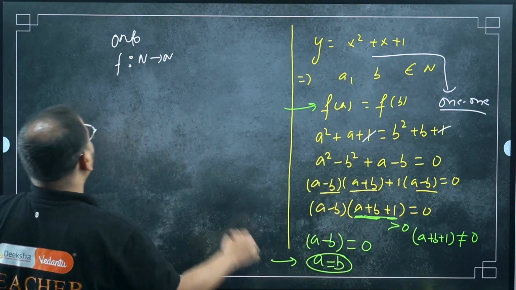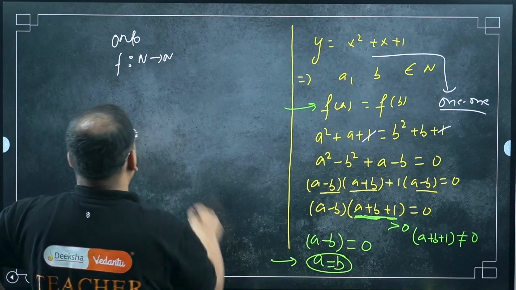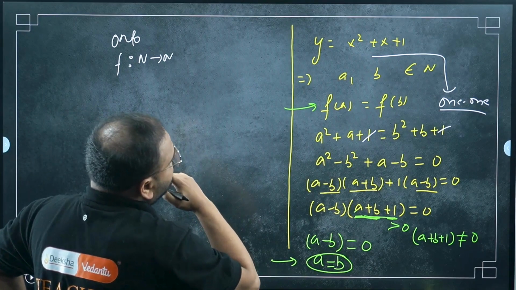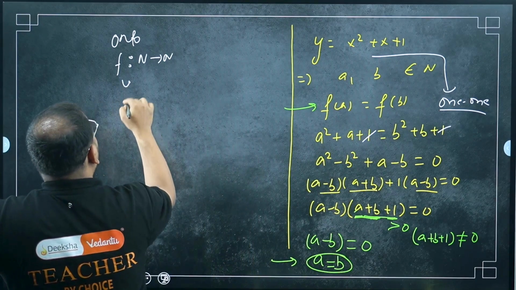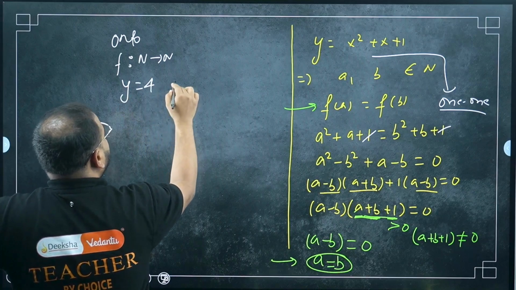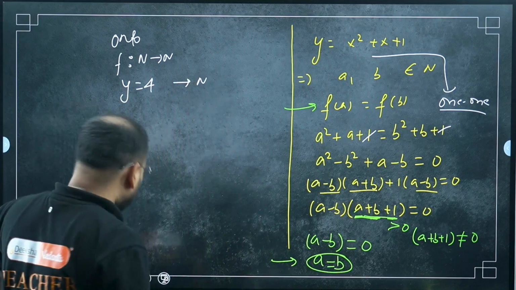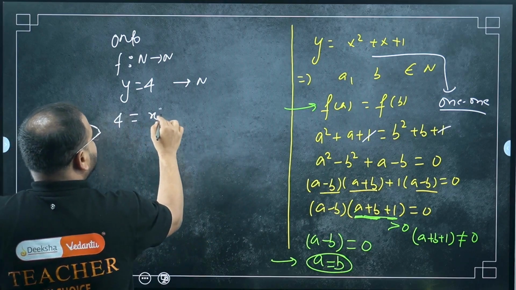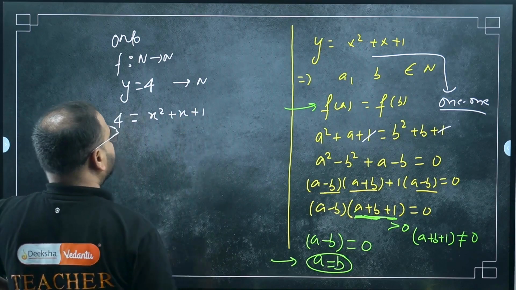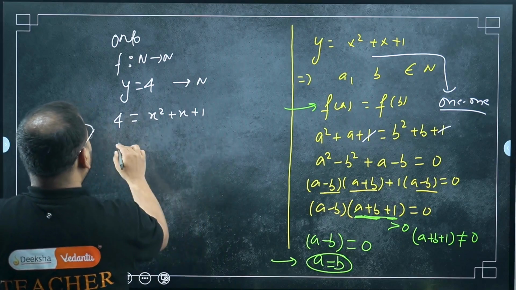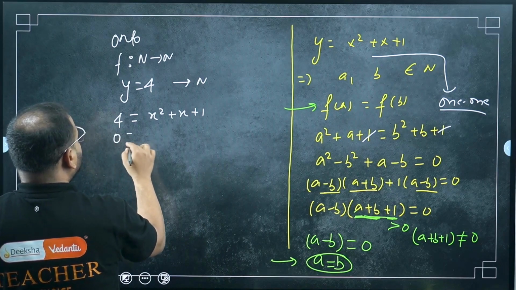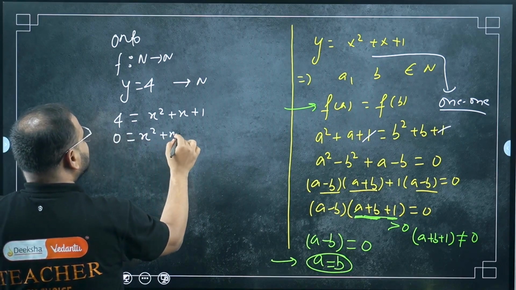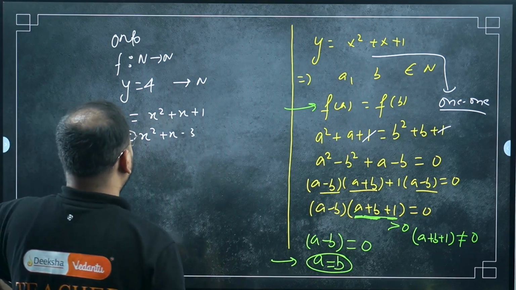Let me take y equal to 4. Can I take y equal to 4? I can take y equal to 4. It's a natural number, no? Yes, sir. Put it here: 4 equals x square plus x plus 1. Bring that 4 there. It becomes 0 equals x square plus x minus 3. This is my quadratic equation.